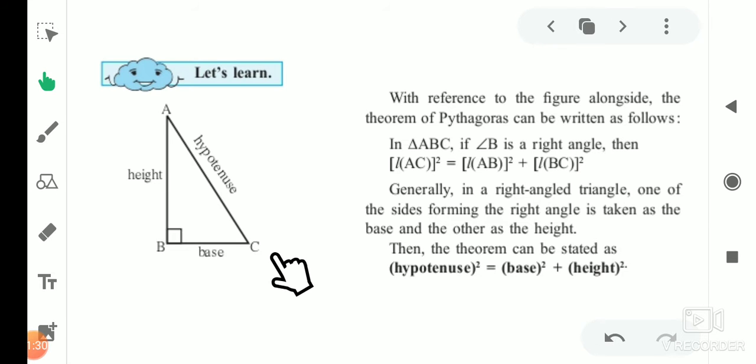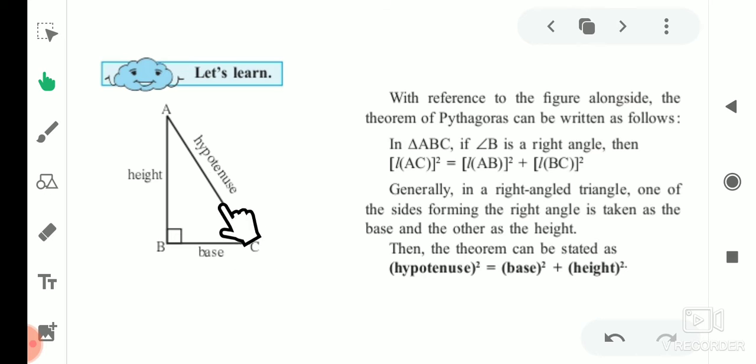Now what is Pythagoras theorem? See this figure, triangle ABC. Here BC is the base and AB is the height of the triangle, and the side opposite to the right angle, that is angle B, is called the hypotenuse. So according to Pythagoras theorem, the square of the largest side of a right angle triangle, that is the square of the hypotenuse, will be equal to the sum of the squares of the other two sides. Means hypotenuse square will be equal to base square plus height square.